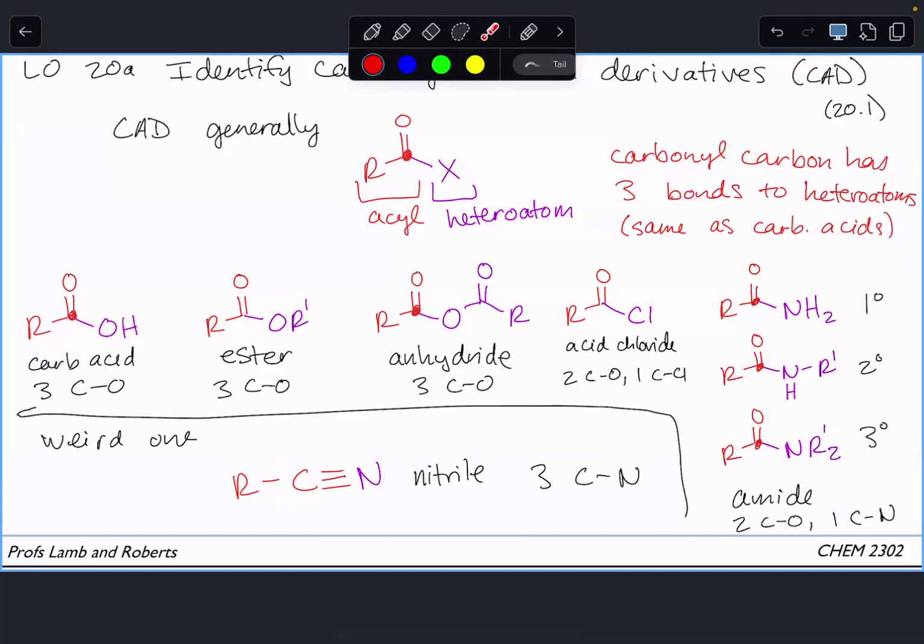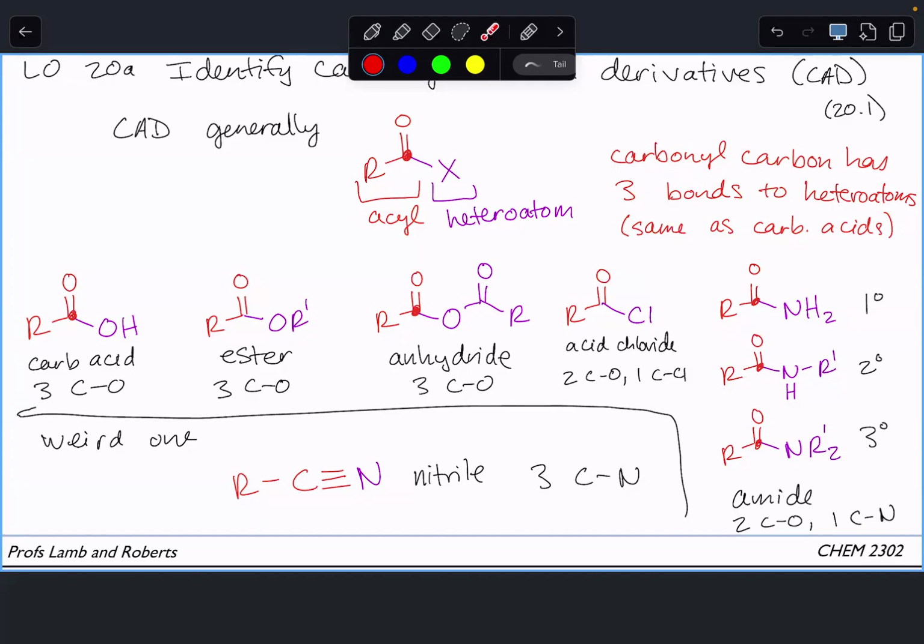It just looks weird. Okay, so that's how you know if something is a carboxylic acid derivative, right? Look at that carbonyl carbon. Does it have 3 bonds to heteroatoms? That's going to be a carboxylic acid derivative, as opposed to ketones or aldehydes, which only have 2 bonds to heteroatoms, okay? And they react very differently. So it's really important to differentiate those. Questions on that? That's super important for the rest of the lecture.